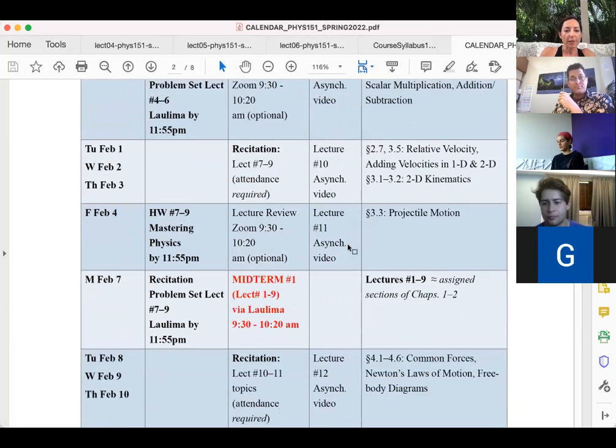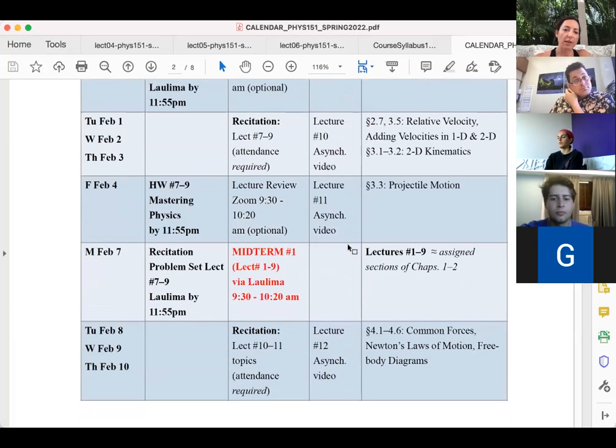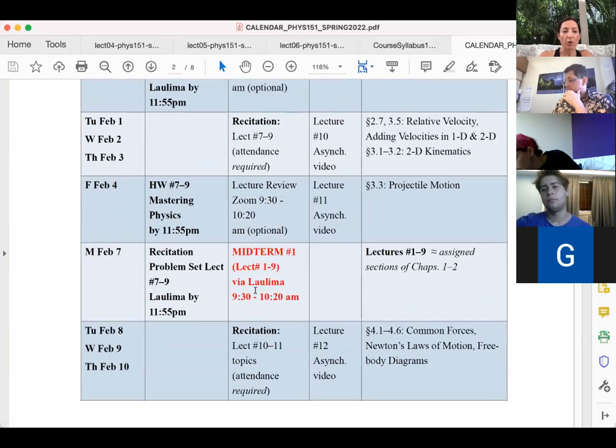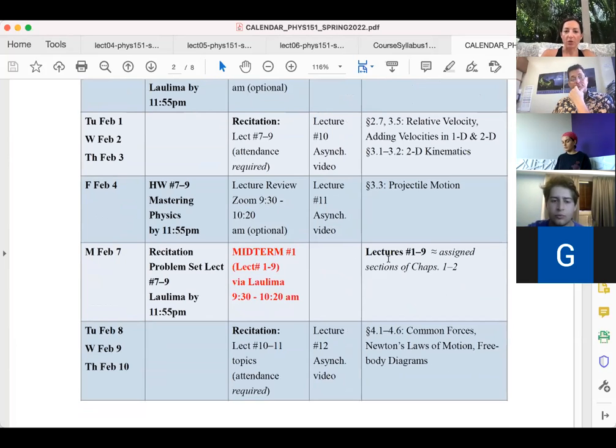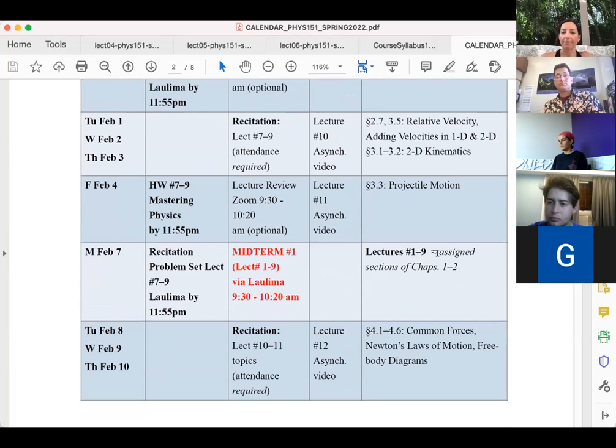And the midterms, because somebody asked about them: the first one is going to be on February 7, on Monday. So essentially at the same time as this lecture on Monday, and it's going to cover lectures 1 to 9. Okay.